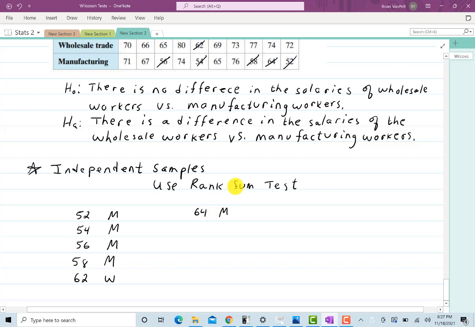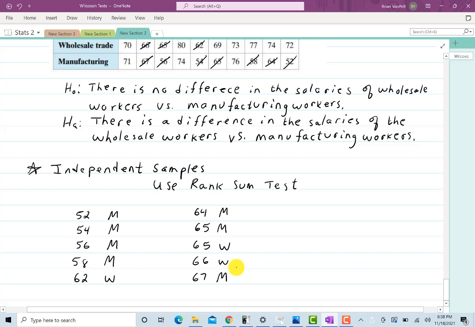Got it. After that, I got a 65 from the manufacturing sector. And it looks like I got another 65. That one came from the wholesale. After 65, then I have 66. That comes from wholesale. After 66, we got 67, comes from manufacturing.